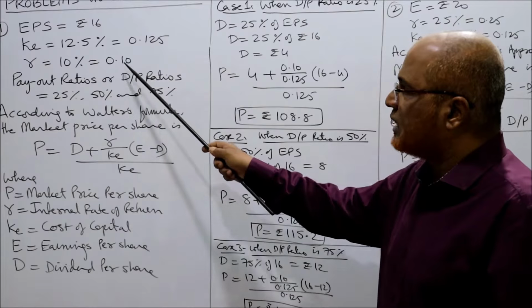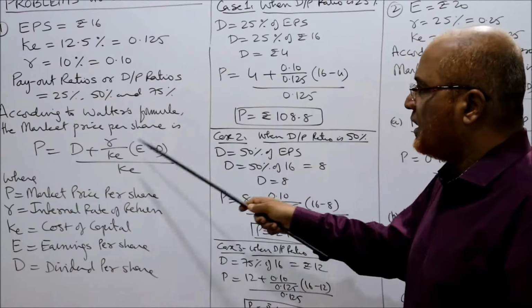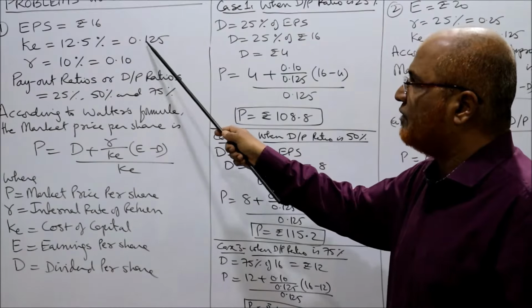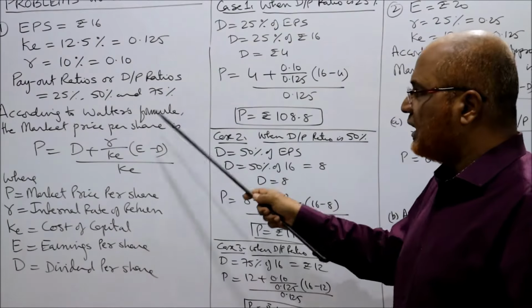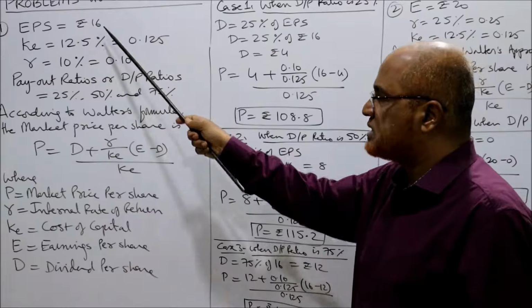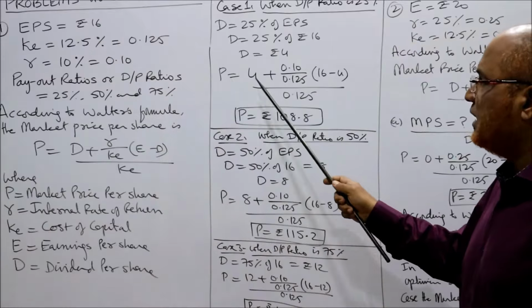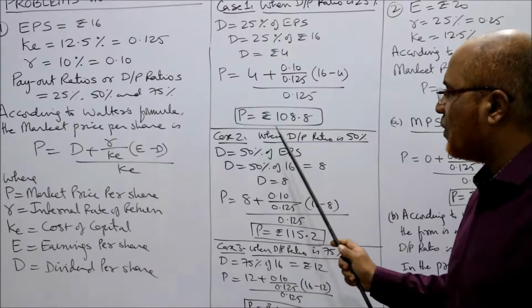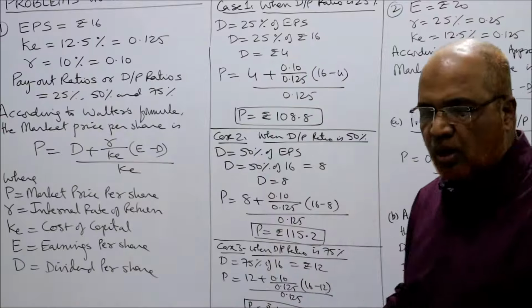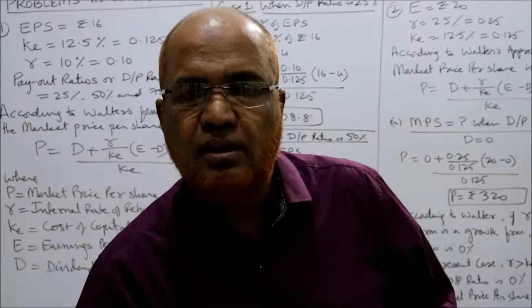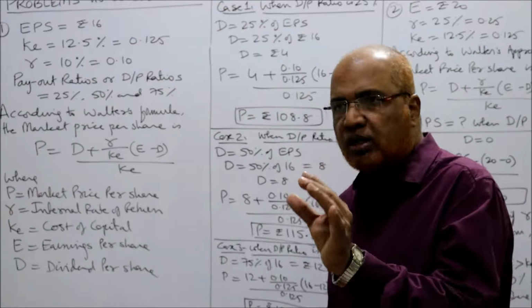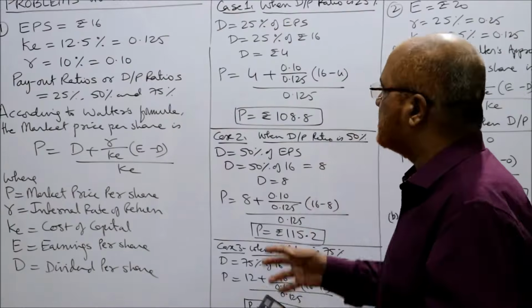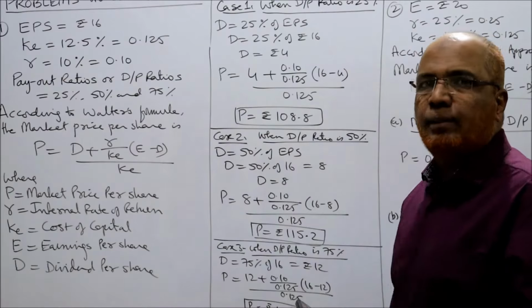R is equal to 10%, 0.10. KE is equal to 12.5%, 0.125. E is equal to earnings per share, 16. And D is equal to 4, divided by KE, which is 0.125. I will show you the method to solve this; within short steps you can get the answer. We have to use the rolling back method.